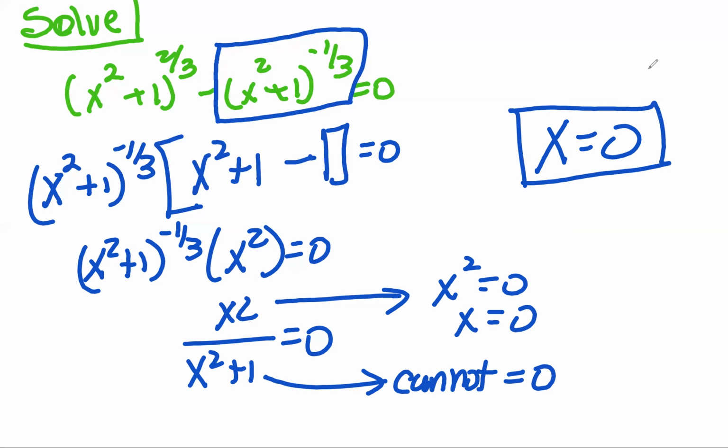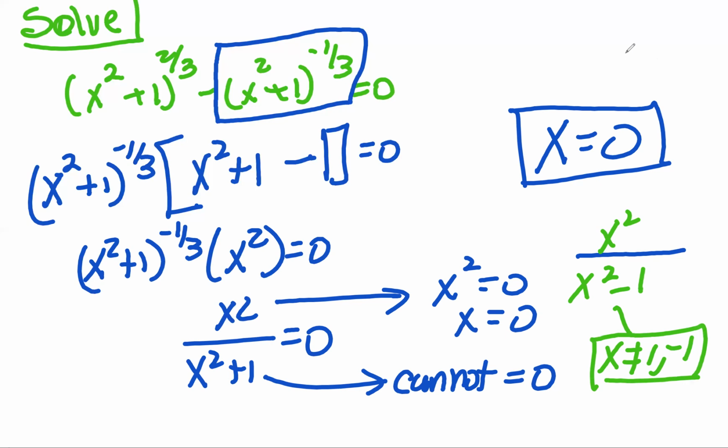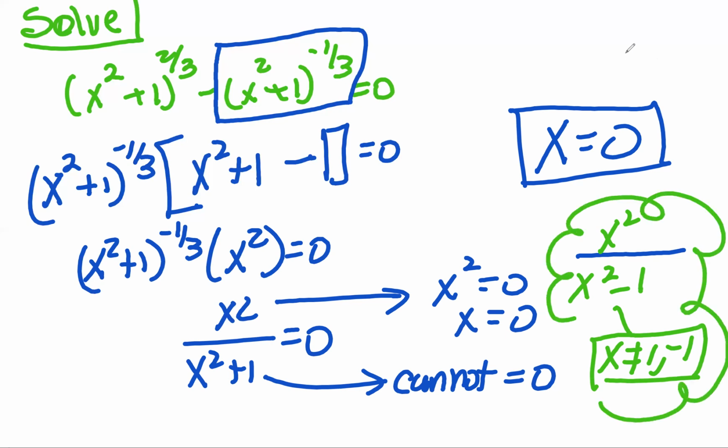You want to be really careful with that. Let's say my denominator had been, instead of x squared plus 1, if it had been x squared over x squared minus 1, remember x cannot equal 1 or negative 1, because that's going to be in the denominator. So that's just something to think about, and remember your domain restrictions.